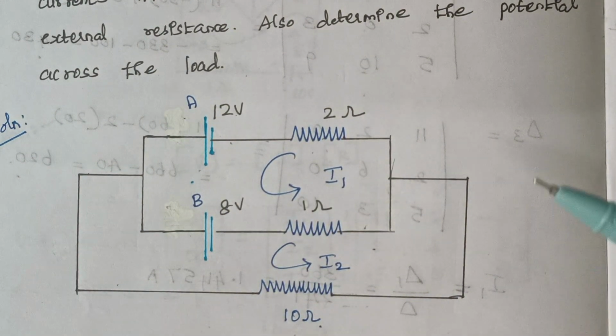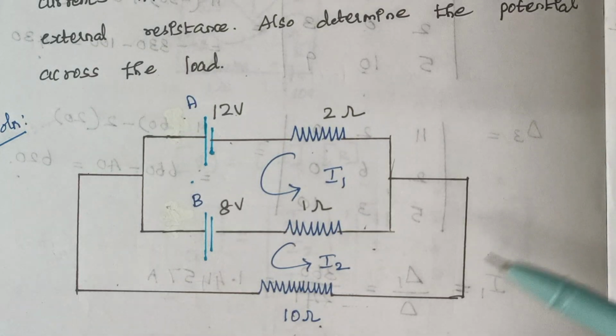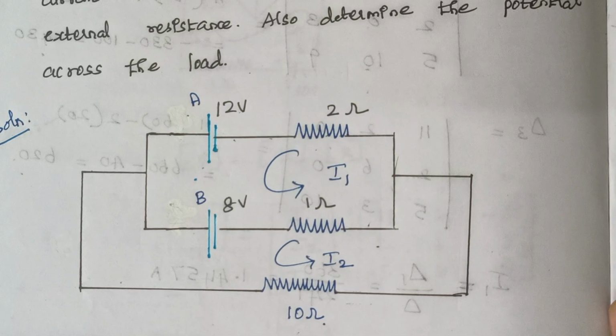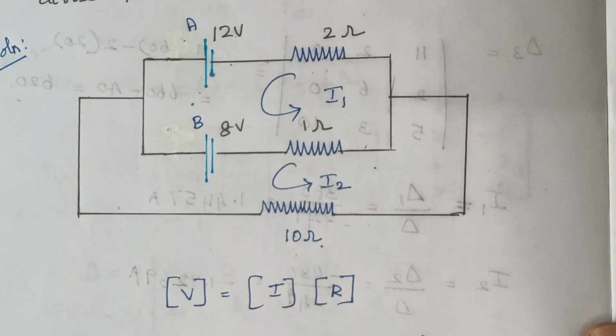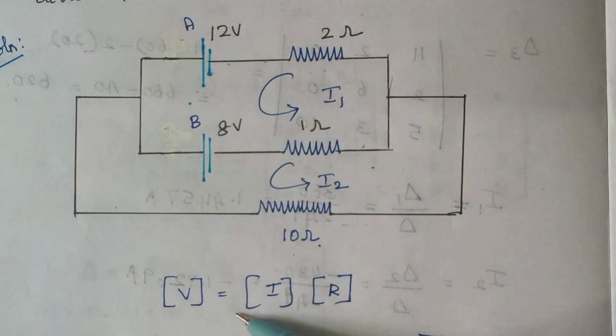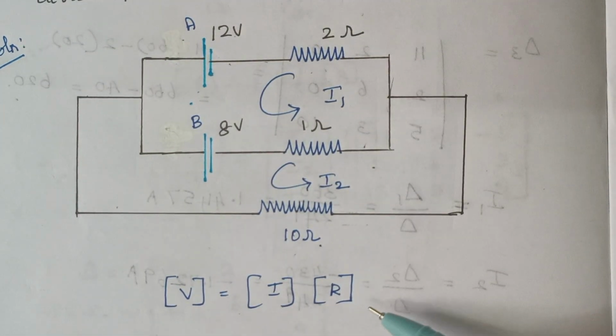So here, first we are going to solve this by using Cramer's rule. First we are going to frame matrices by Ohm's law. So what is Ohm's law? Ohm's law is nothing but V is equal to I into R.